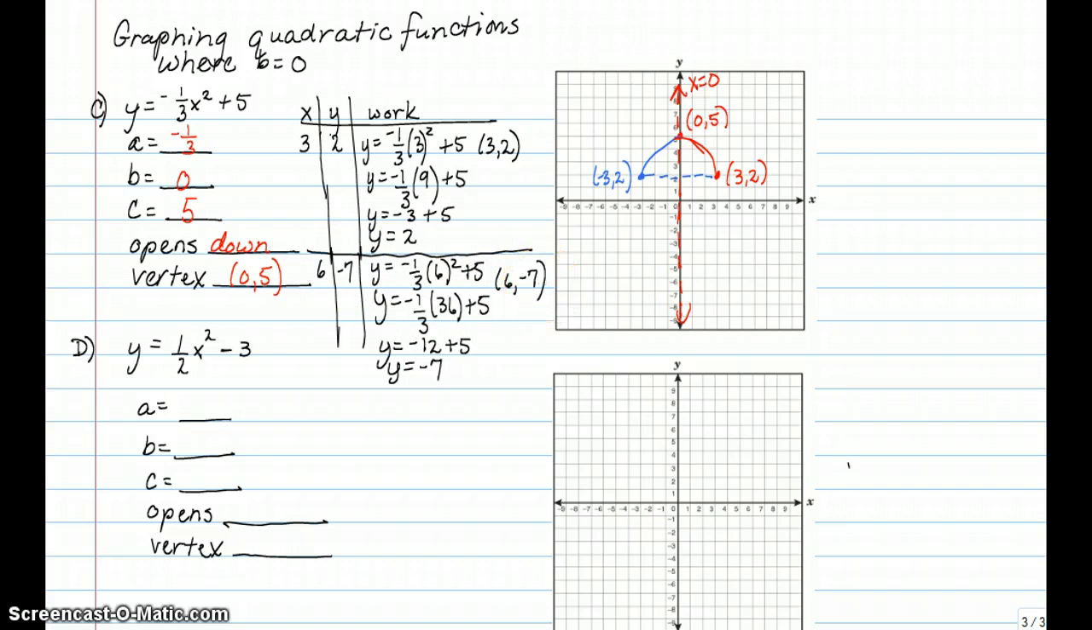Okay, we're going to graph that. So 6, negative 7. And then we'll connect through that. And then we're going to reflect it. 1, 2, 3, 4, 5, 6. We'll go 6 the other way. 1, 2, 3, 4, 5, 6 to the left. Plot a point. And that should be negative 6, negative 7, which it is. Negative 6, negative 7.